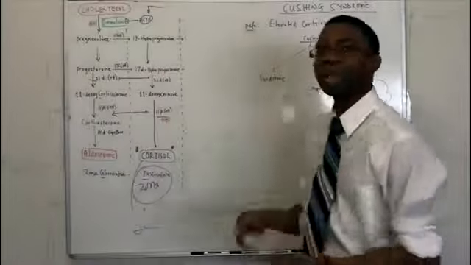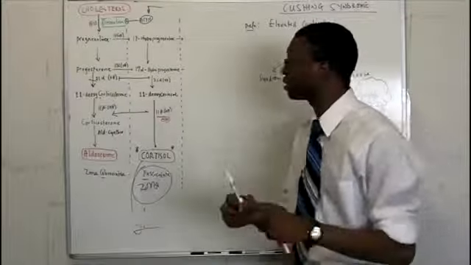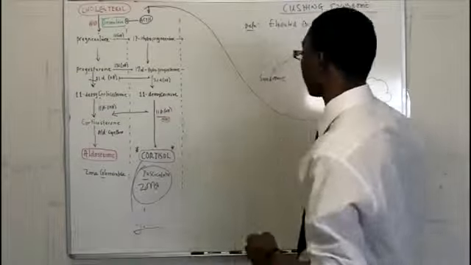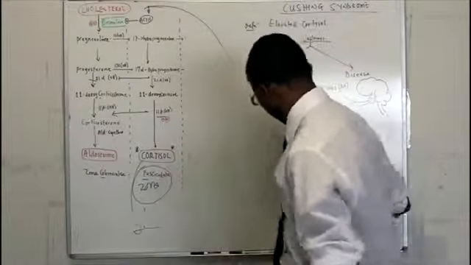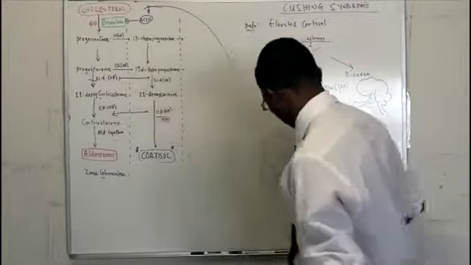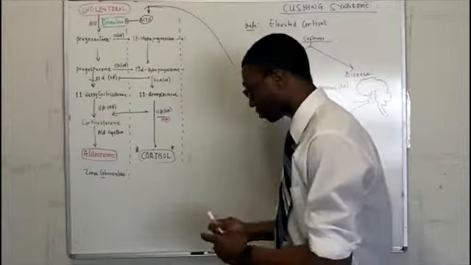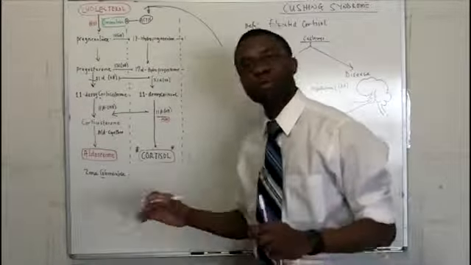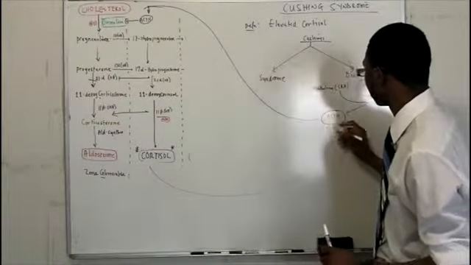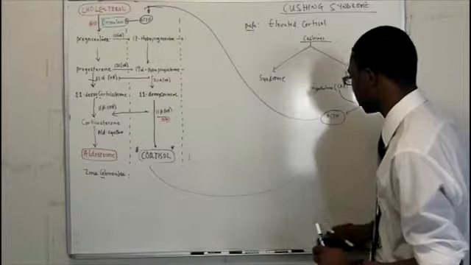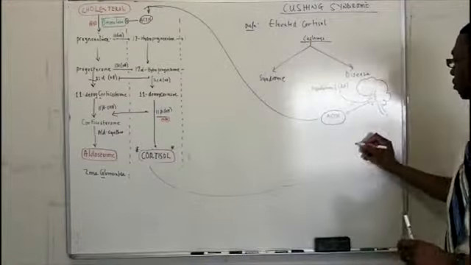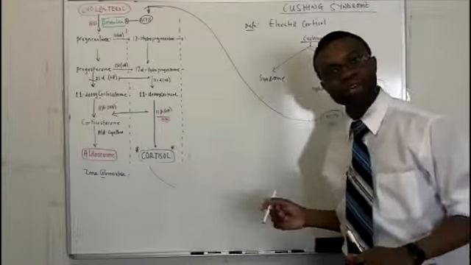Now, I need to remind you before we move on that when we make ACTH from the pituitary and we make a lot of cortisol in the zona fasciculata, when enough cortisol is being made, there's a negative feedback inhibition into the pituitary to tell it to stop making ACTH. There's always a negative feedback because our body is smart.